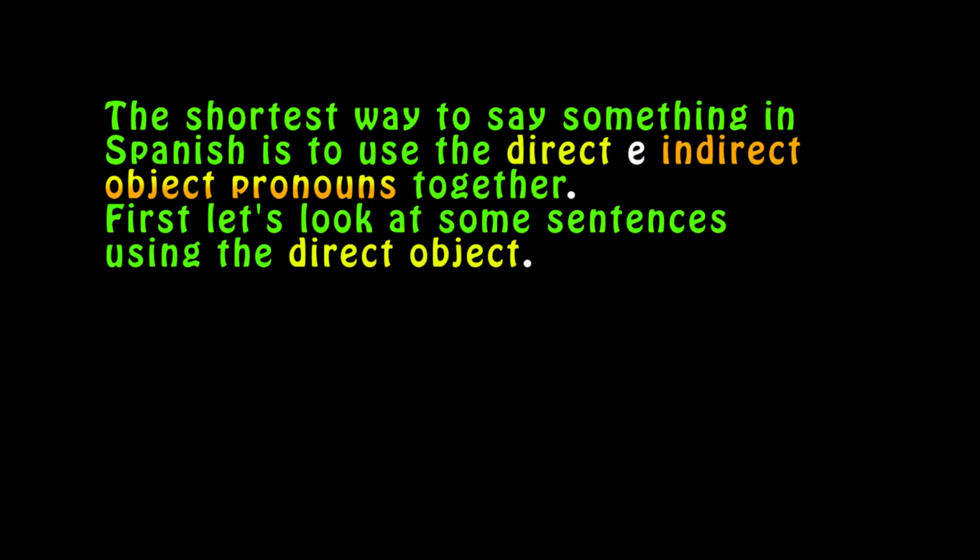Before watching this video, make sure you watch or review the video lessons on the direct object pronouns and the indirect object pronouns. If you have not, then you will find this video lesson a bit confusing. The shortest way to say something in Spanish is to use the direct and indirect object pronouns together. First, let's look at some sentences using the direct object.